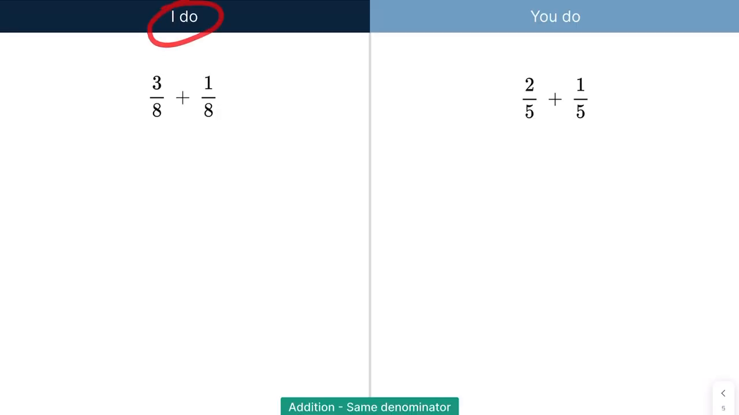So the way my videos work, I'm going to do the example on the left, which is I do. You are then going to press pause and have a go at the example on the right, which is you do.